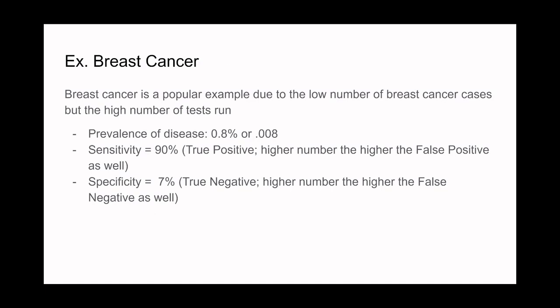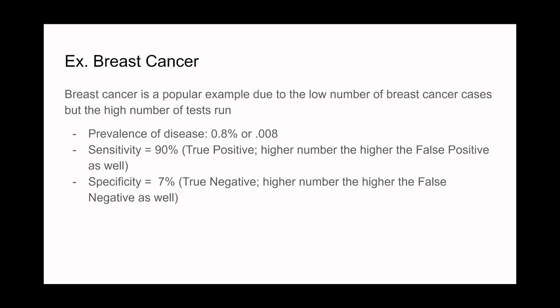So with breast cancer specifically, it's often used because it's a relatively small number of breast cancer cases, but you have a lot of tests that are run. So you get a pretty good statistical pool. But then at the same time, it's also misleading because of the low prevalence. So the prevalence of the disease is 0.8%, so less than a percent. Converting that to a decimal, it's 0.008.